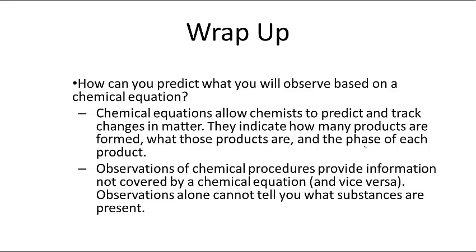more specifically. So how can you predict what you observe based on a chemical equation? Well, chemical equations allow chemists to predict and track changes in matter. So they indicate how many products, what those products are, the phase of each product, and what we're going to find out later is they're going to tell us the ratio in which those products react and are formed. And observations provide information not covered by a chemical equation and vice versa. So observation alone can't tell you what substances are present. Chemical equations can help you predict what it is that you actually are seeing when that happens.